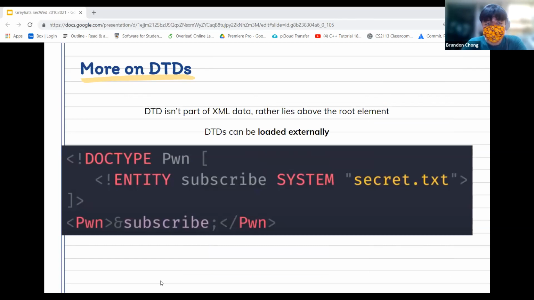Before I go further, a bit more on document type definitions. Document type definitions aren't part of XML data. Like I said earlier, they are a different region from your XML data. They lie above the root element. From the root element downwards is the start of your XML data. So you can think of the DTD as being in between the metadata and the actual XML data. They are defined in a separate header above the XML data, and they can be loaded externally, just like normal entities.